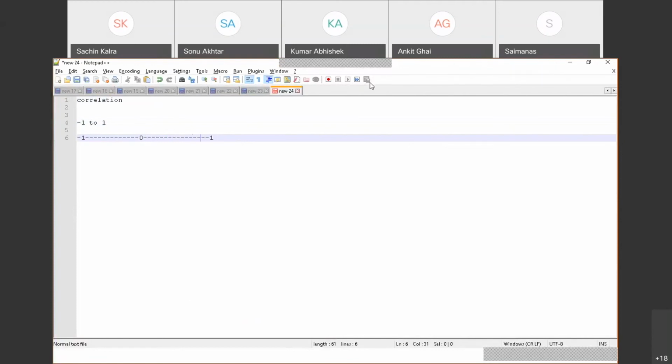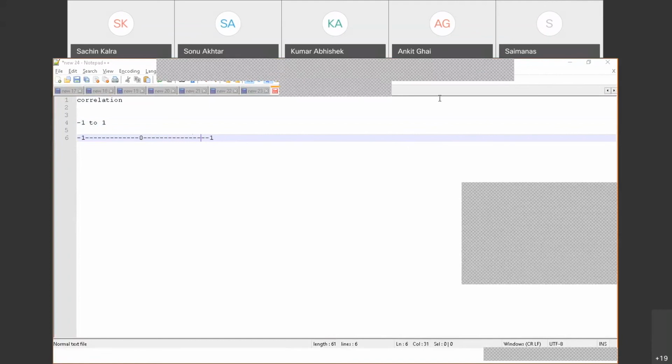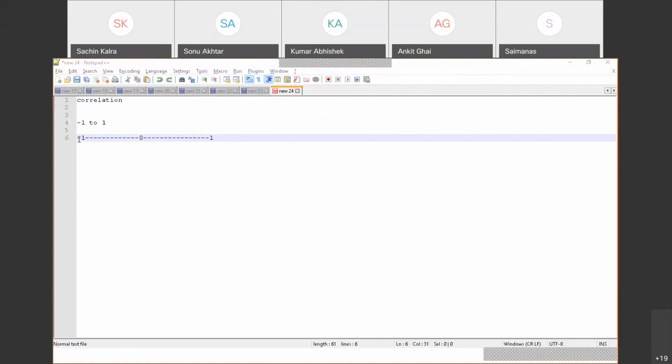Let me read your question. What is the range where we see strong correlation between variables? Right, so let's suppose we have two variables, income and expenditure. Suppose one correlation lies here and one correlation lies here. Can we say that this correlation is stronger than this one? Why? Because it is close to one. So one way of calculating is to check which quantity is closer to one, whether it's -1 or +1.